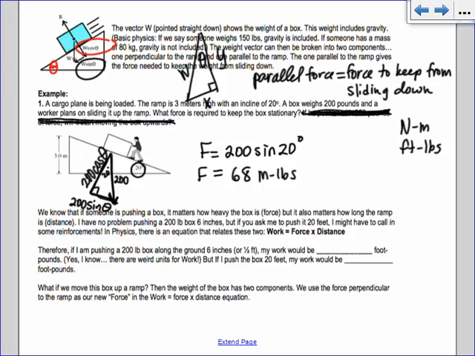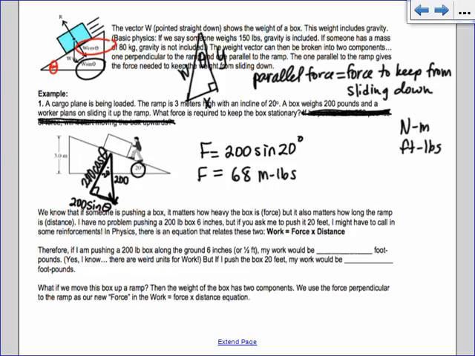All right, so it says we know that if someone is pushing a box, it matters how heavy the box is, but it also matters how long the ramp is. So I wrote in here, I have no problem pushing a box that's 200 pounds if I only have to push it for half a foot. For like 6 inches, I'm good. I can do that. But if you ask me to push a 200-pound box 20 feet, I would not be able to do it. I'm very weak. That's a totally separate amount of work. Pushing something 6 inches, no big deal. Pushing something 20 feet, I might need some reinforcements, right?